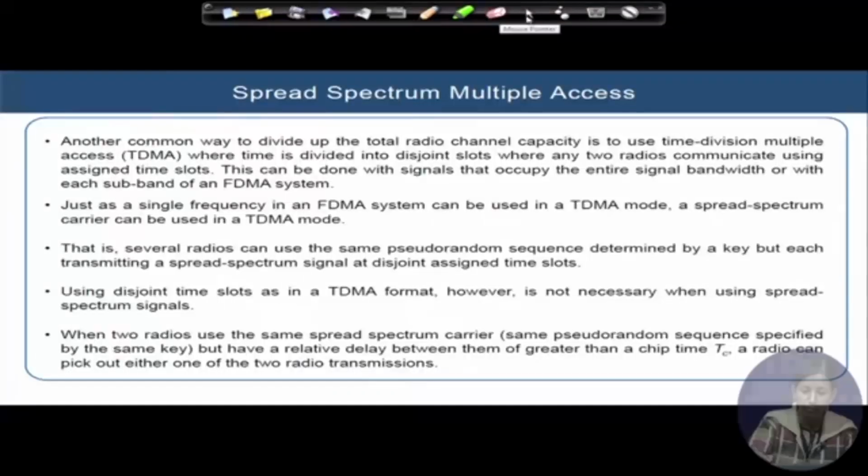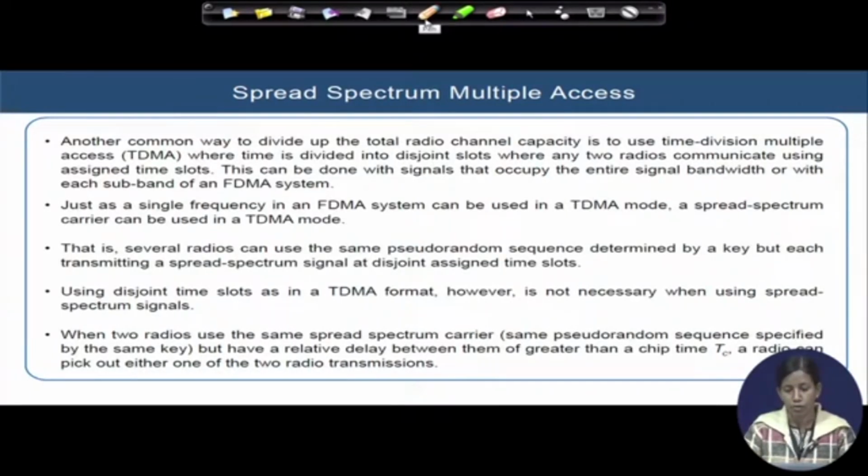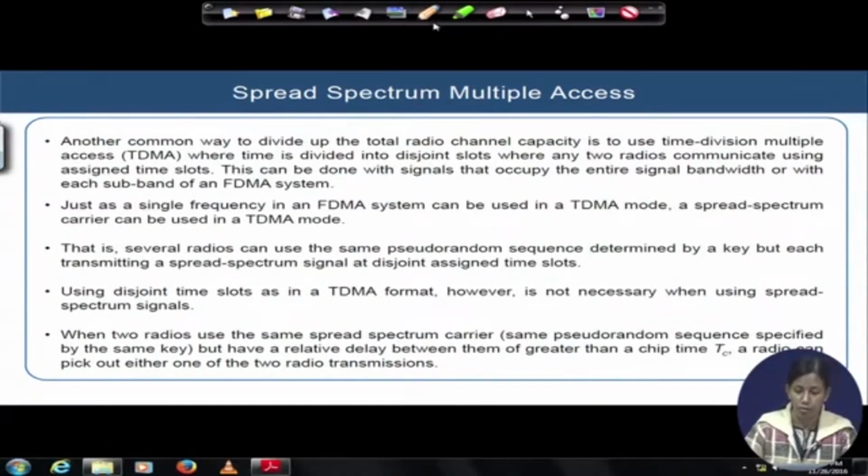Now it is time to discuss the other kind of multiple access technique, which is called time division multiple access or TDMA. What we do in TDMA is that the total capacity of the channel, over the whole available bandwidth of the channel, is allotted to all the users. They can use the same frequency also, but the time of their operation is not the same.